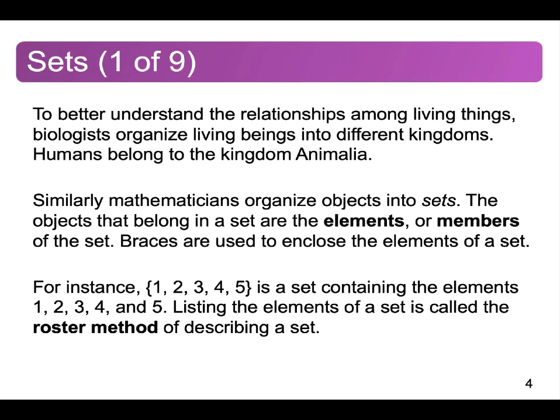Regardless of how you are thinking about a set, if you want to write it mathematically, you're going to use braces, the curly-looking parentheses, and then you'll list out each element or member within the braces with a comma in between. We call this the roster method of describing a set. So this example would be the set containing 1, 2, 3, 4, and 5.